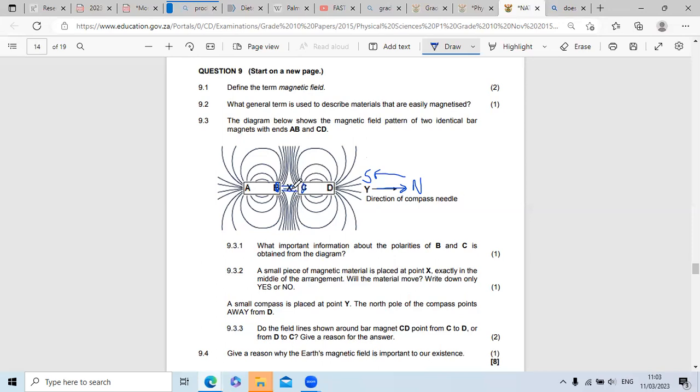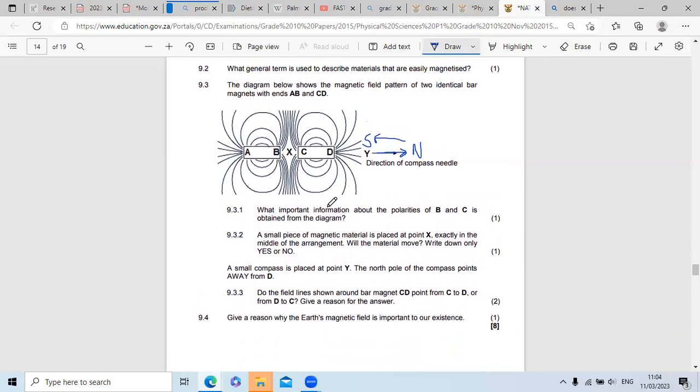So the like poles repel, and the unlike poles attract. I hope you get that cleared up.